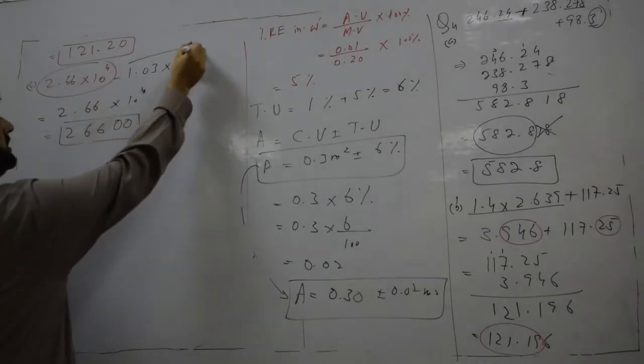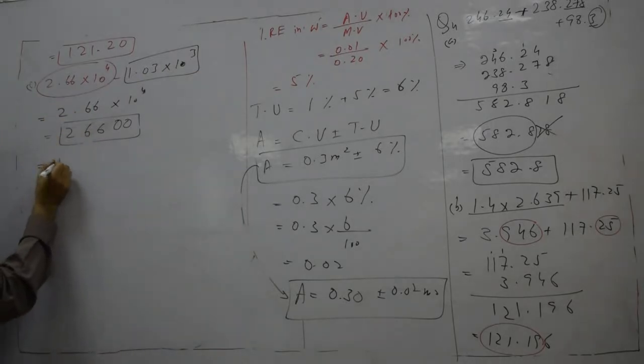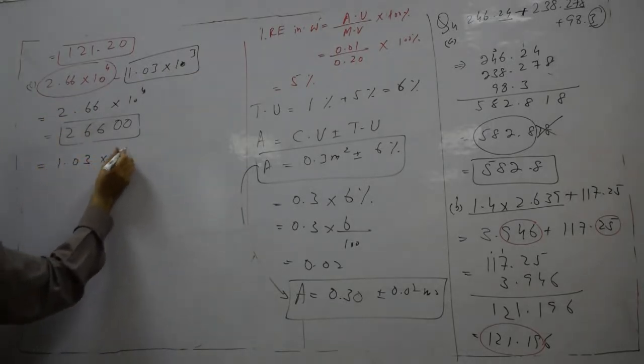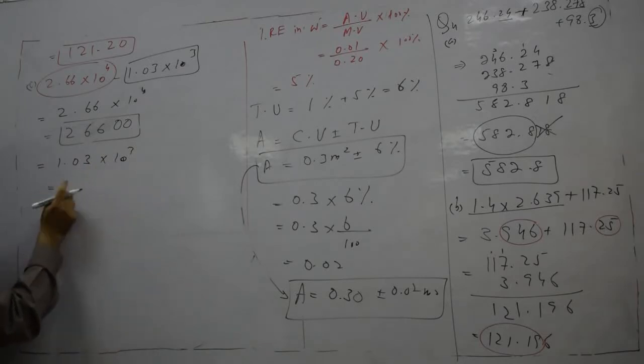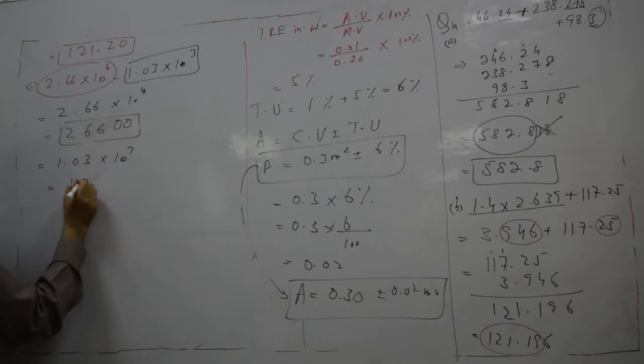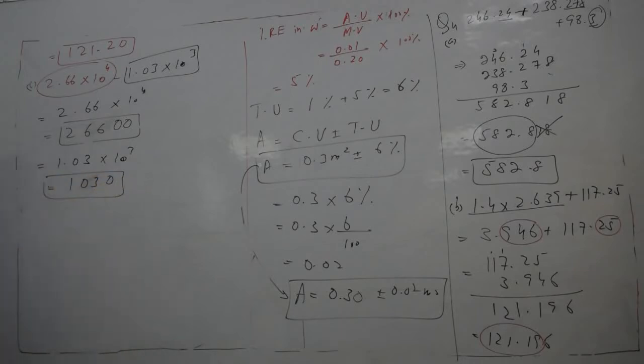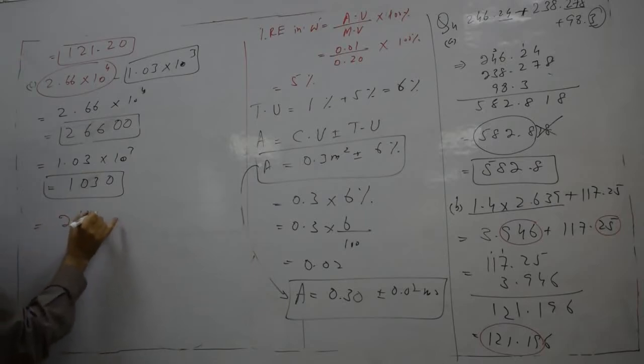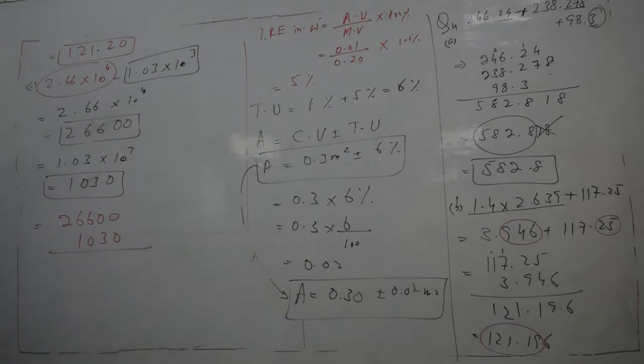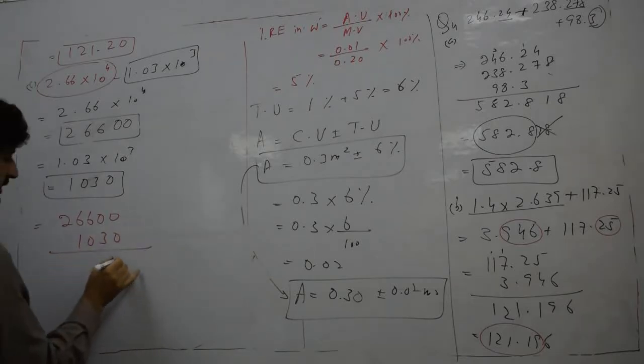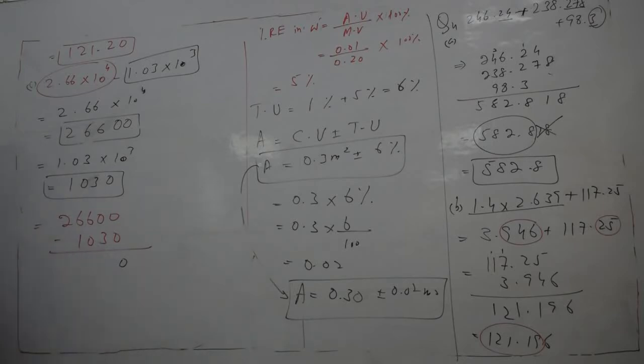Now convert the other scientific notation into standard form as well. That is 1.03 into 10 power 3. Its standard form: we have to shift the point 3 times. So it will be 1030. 1 2 3. Yes, that is the standard form. Now we can subtract them. The first figure is 26600. Another one is 1030. Okay, there is a subtraction between them.